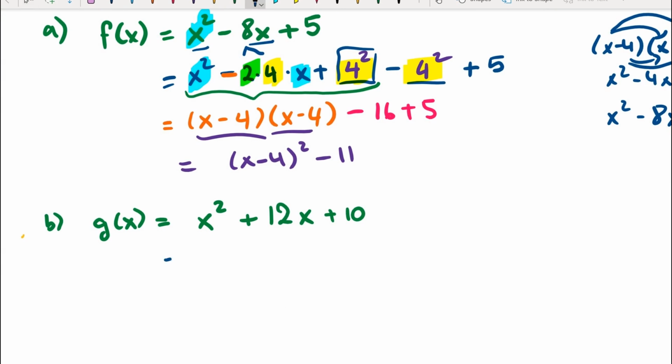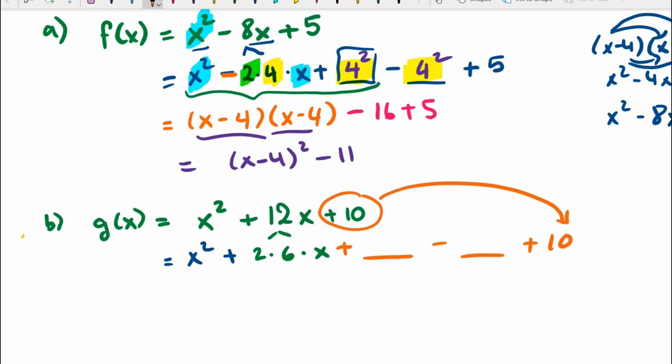Okay, so problem B, g of x is x squared plus 12x plus 10. So that will be x squared plus 12x, which breaks down as 2 times 6 times x. 2 times 6 is 12. Okay, plus some number to make it a complete square, subtract that number, and then plus 10, because this 10 will go to the back.